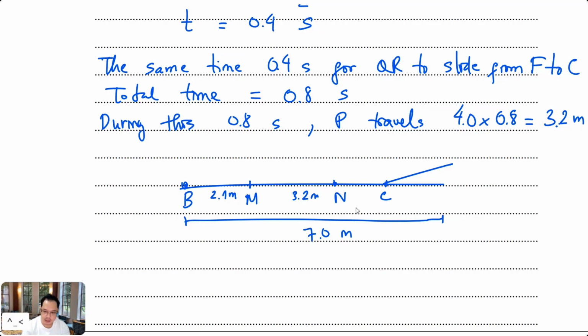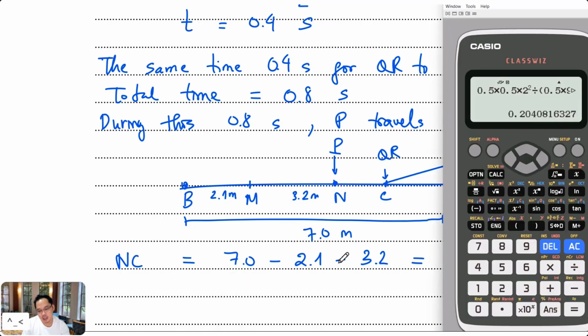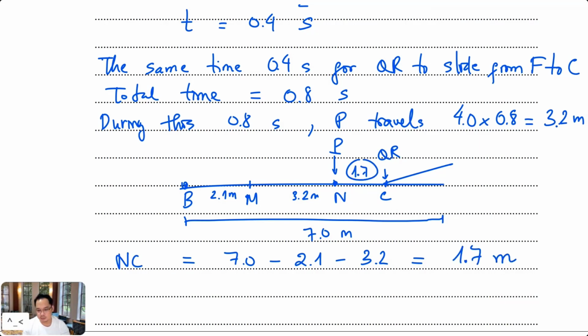Now, at this moment, the particle P is at N when the two particles QR are here, and the distance NC between them is 7.0 minus 2.1 minus 3.2 meter, which is 1.7 meter. We need to find the distance from B where they meet each other. For example, this new final position, let's call it D, destination.